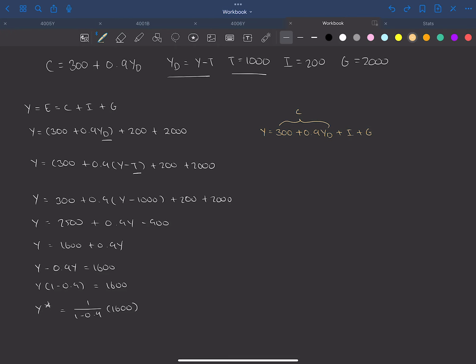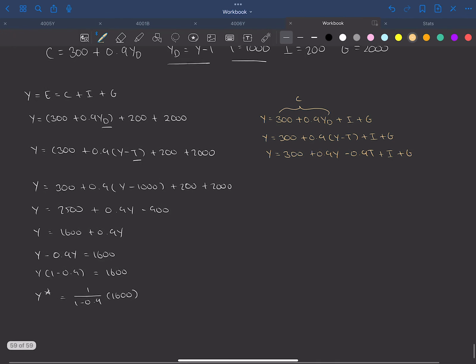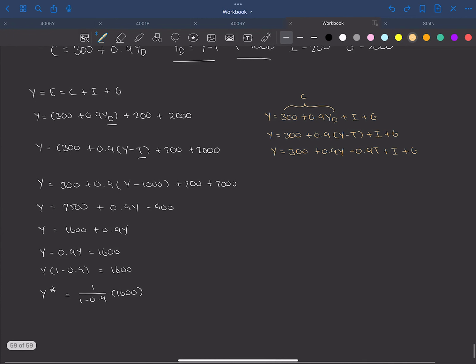So what you can do now is, obviously you've got YD, we're given YD, you can just substitute that in. So you've got 300 plus 0.9 Y minus T plus I plus G, right? And then again, you can expand the brackets. So you get Y equals 300 plus 0.9Y minus 0.9T plus I plus G. Now, do you see where this is going, right? This is basically the same as this down here. It's just in a longer, letter-based form.